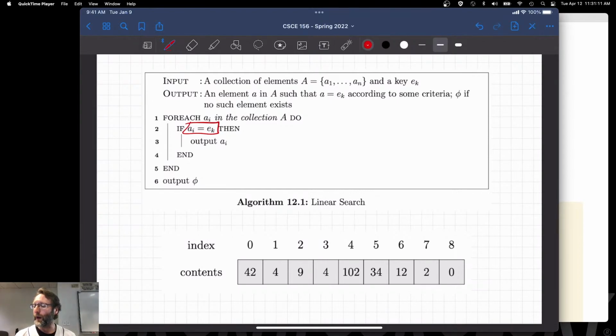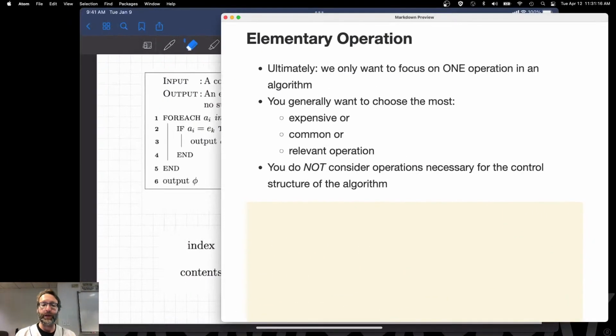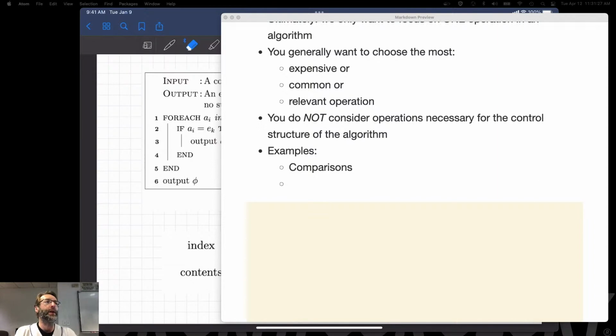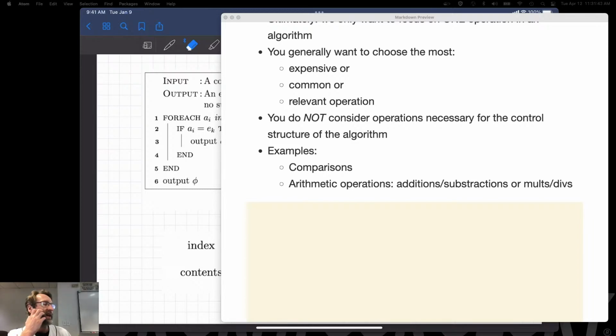Right? Okay. So for search-based algorithms, maybe you want to consider comparisons. Right? So examples, comparisons. What if I'm doing some mathy stuff? I'm doing some matrix operations or something like that. You can consider arithmetic operations. For example, additions and subtractions, or multiplications and divisions. Right? I'm just going to shorthand it there.